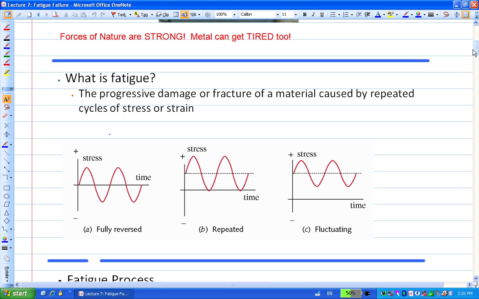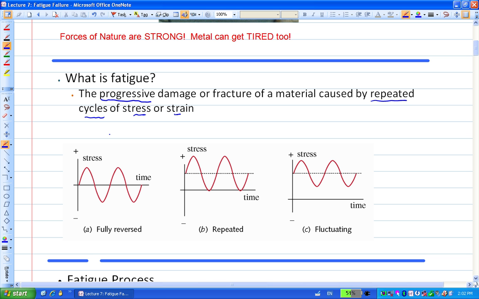But theoretically, fatigue is a progressive damage or fracture of a material caused by repeated cycles of stress or strain. That's a simple definition. The keywords are progressive, and repeated cycles of stresses or strains. So it's not something that will happen in 1 minute or 2 minutes, in a very short period. It generally will happen after a long time, or after a certain number of cycles.